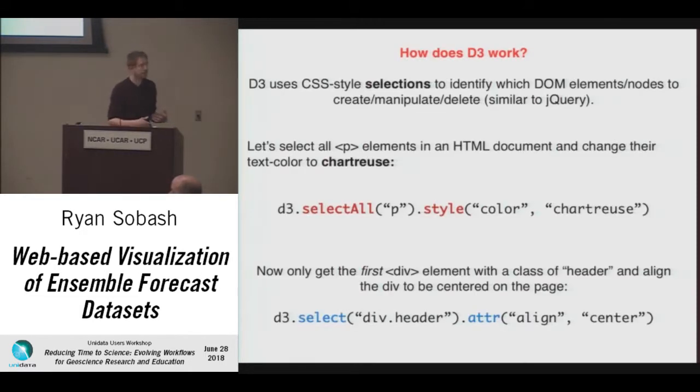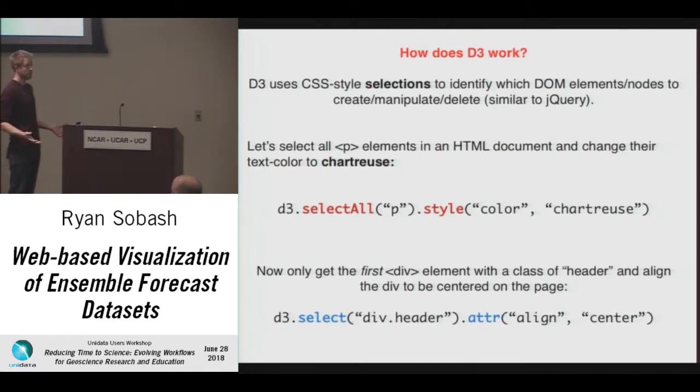And so this is similar to other JavaScript packages such as jQuery. jQuery has a similar type of idea, and it uses these CSS-style selections to identify which DOM elements and nodes to create, manipulate, or delete. So we have, say, a web page that you've written, and you have HTML, and you have these tags, and say there's the paragraph tag within an HTML document that's wrapping some text. And here's an example, and say we want to change all the text color to chartreuse. Here's the code that does that.